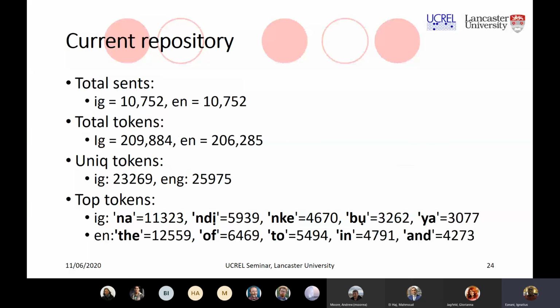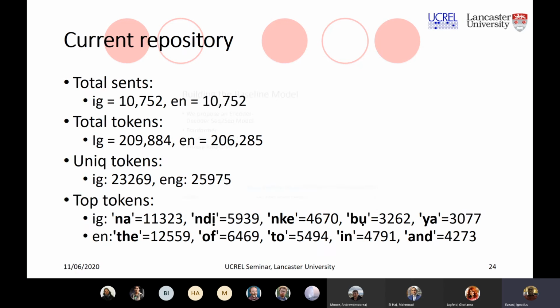So far in the repository which we shared in the paper, we do have a total collection of 10,752. We just generally split them into training and testing sets.